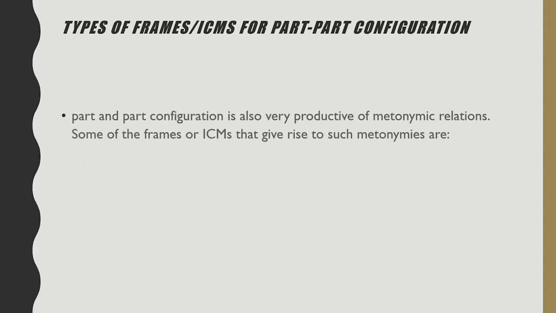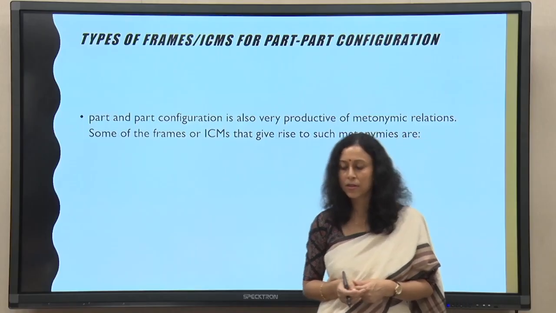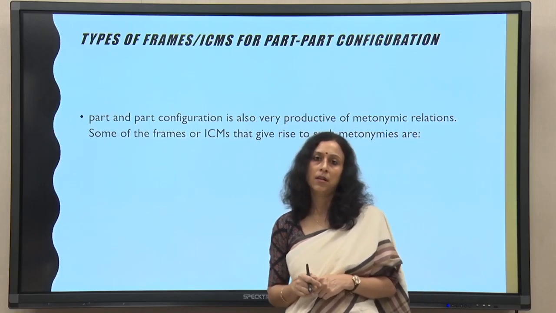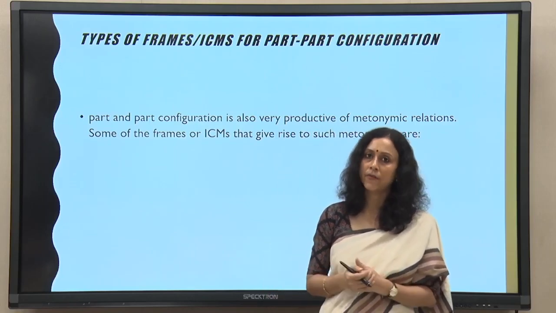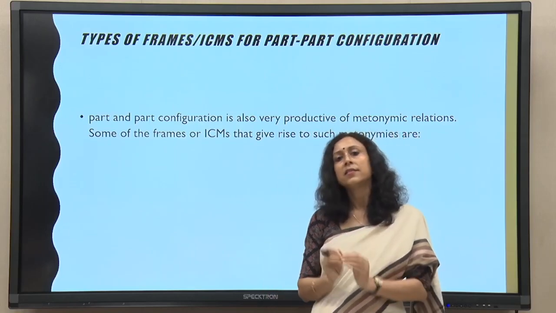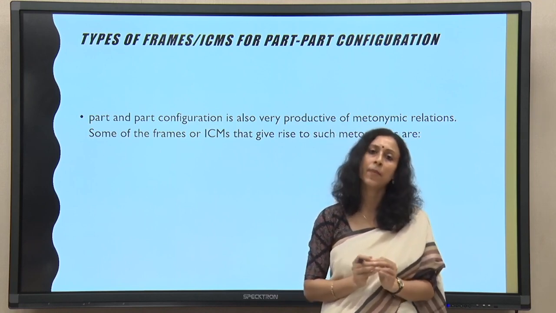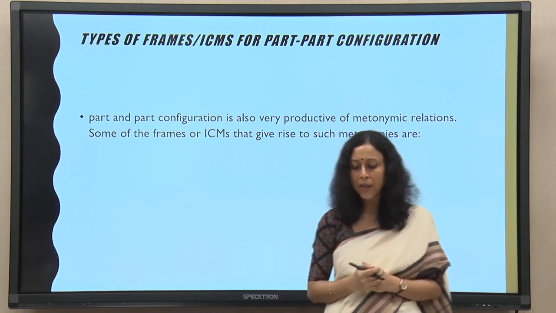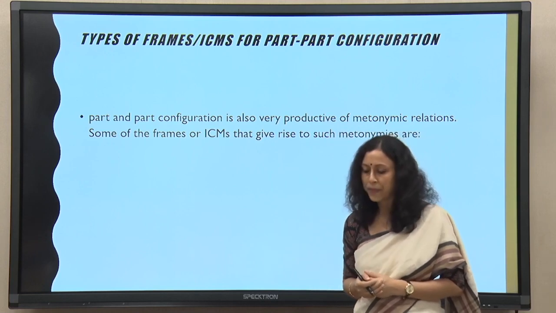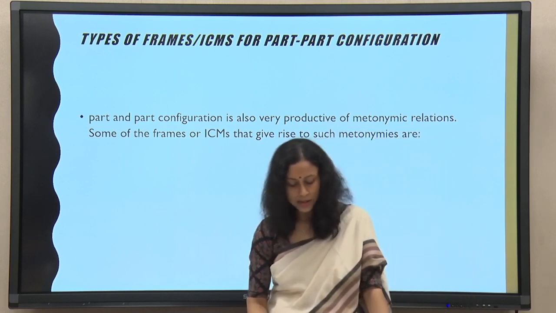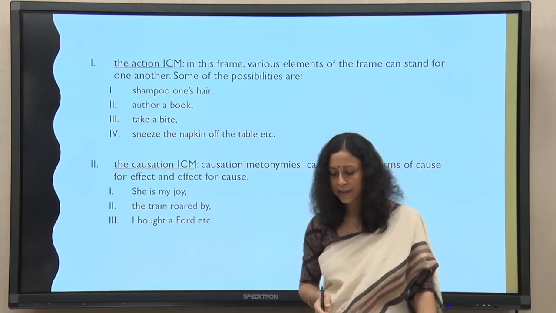And now, we come to the lesser utilized, but still existing, metonymic configuration, that is a part-part configuration. So, one part standing for another part. One part is the vehicle, the other part is the target, not the whole frame. So, in this case this is yet another type, and we will see some examples like this.